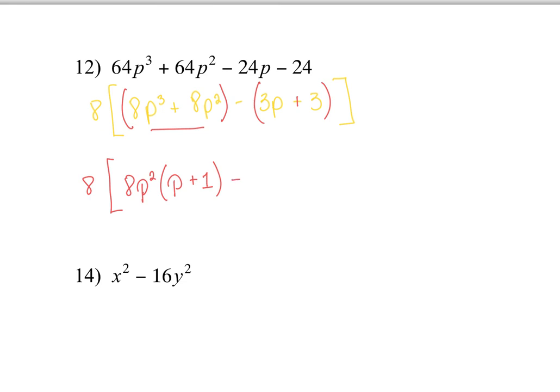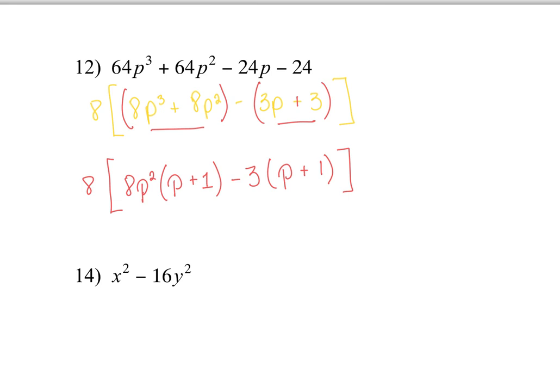Then I have a minus, and I look at this next group and see what is in common. Here I have a 3 in common. Remember, if you don't have anything in common with that second group, you list a 1, right? So if I hadn't had anything in common, you still want to write a 1. But this has a 3 in common, so we're going to take it out. 3p divided by 3 is just p. 3 divided by 3 is just 1.